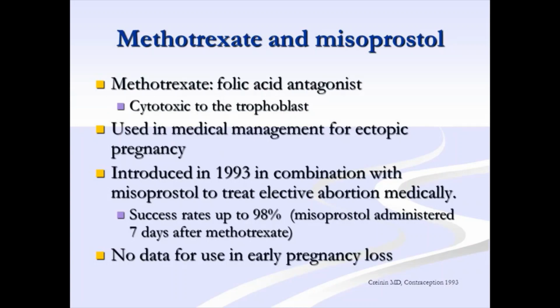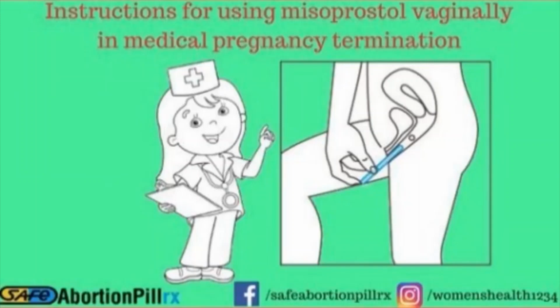Methotrexate is given as a shot or vaginally, and the misoprostol is later used at home. And there is a fourth option as well, that is the vaginal misoprostol alone. Vaginal misoprostol alone can be effective when used before 9 weeks of gestation of the embryo, but vaginal misoprostol alone is less effective than other types of medical abortion.